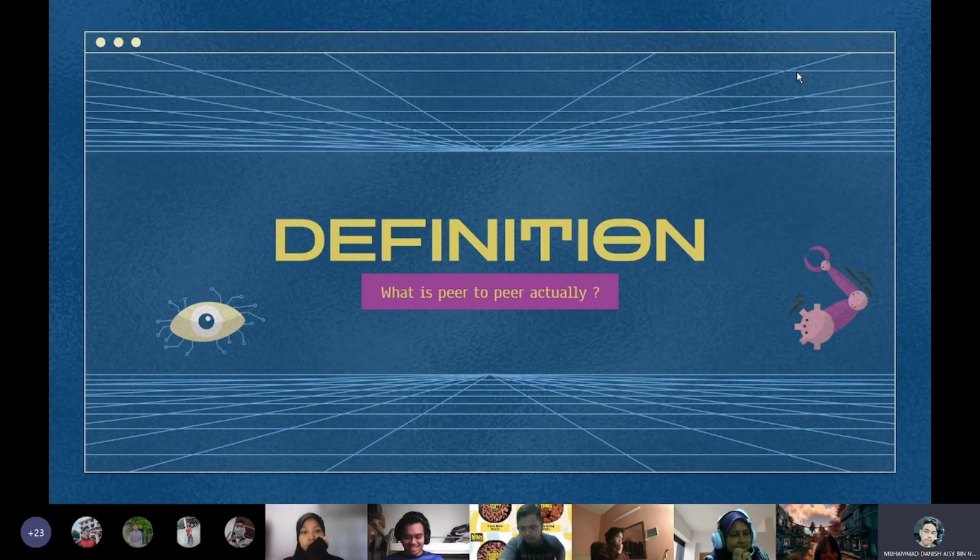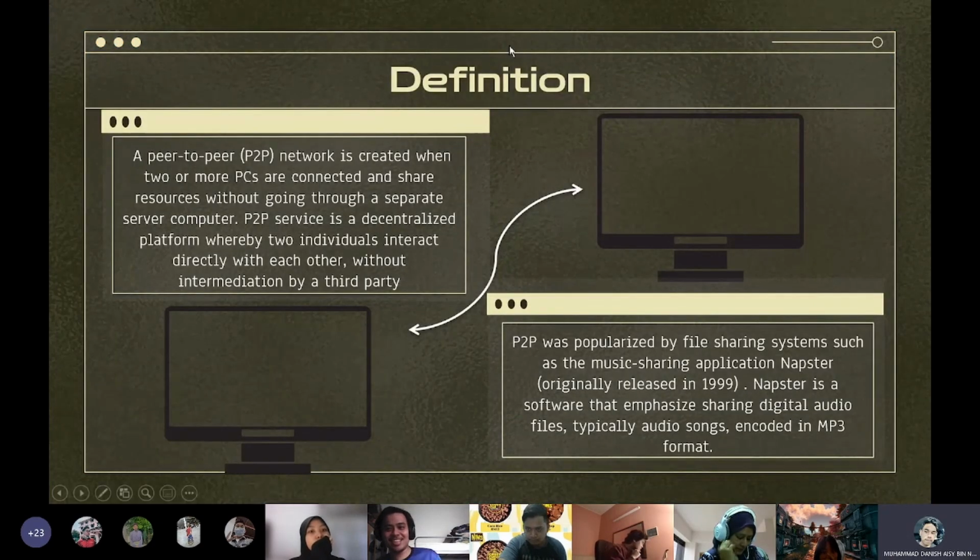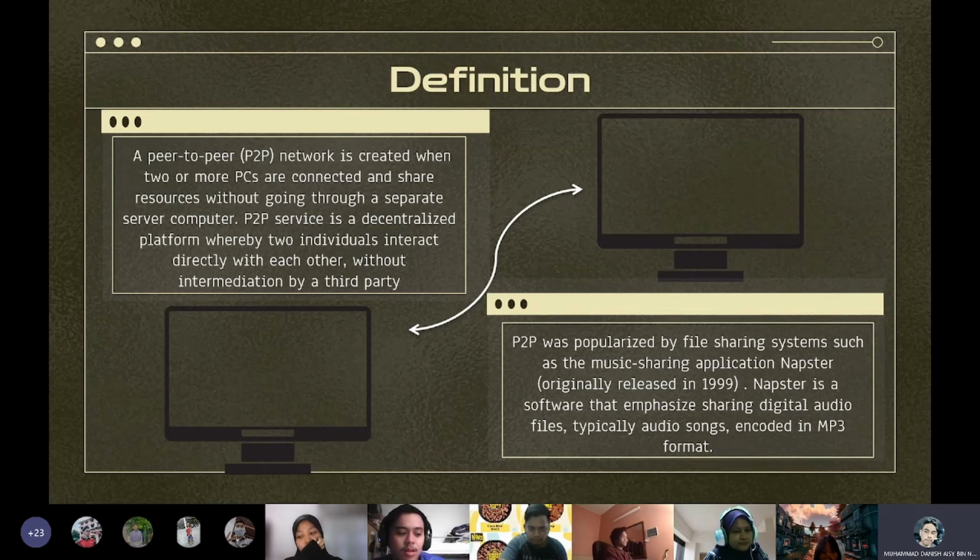So, you want to know what peer-to-peer actually is. This is the definition of P2P. A P2P network is created when two or more PCs are connected and share resources without going through a separate server. So, we don't need to use a server to connect each computer. There are also P2P services online, like online marketplaces and cryptocurrency itself. If we want to interact with each other, we don't need to use a third party platform.